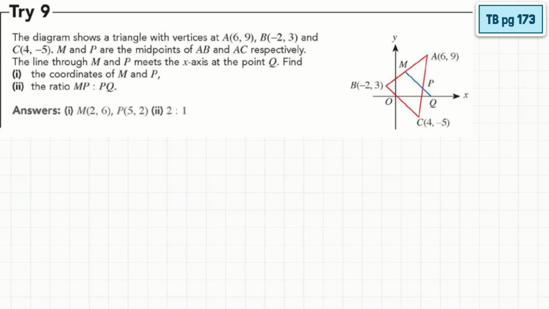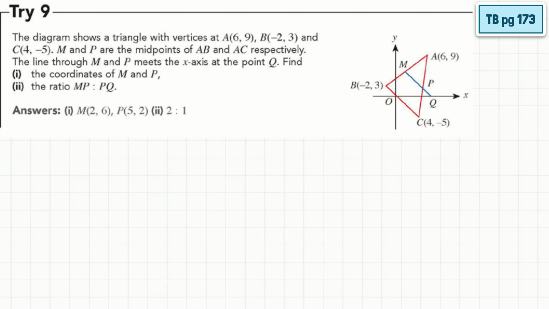So I hope that at this point you are already familiar with finding out the midpoint of a line segment by using the formula. We now take a look at try 9, which is the last question that I would like to cover in this video. It is found in your textbook, page 173.